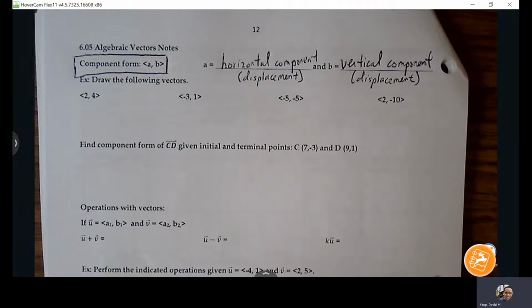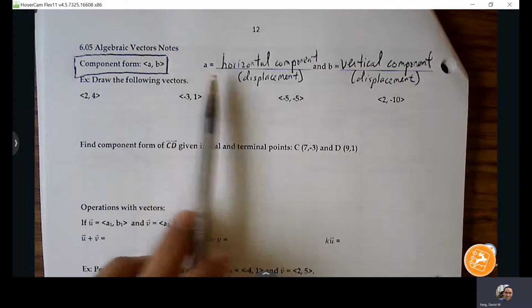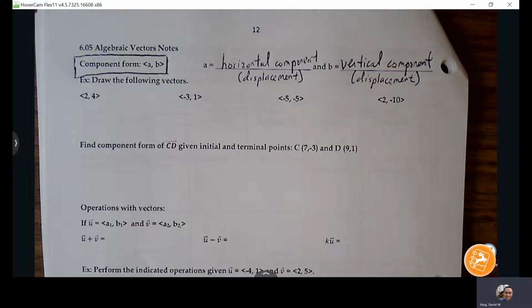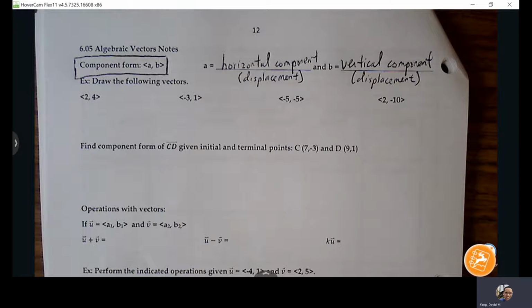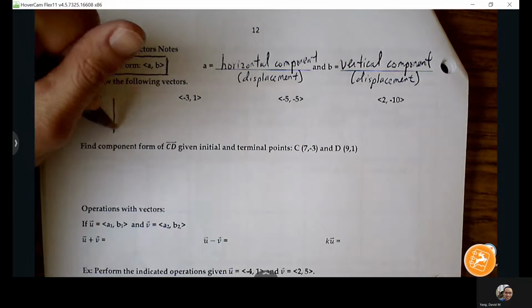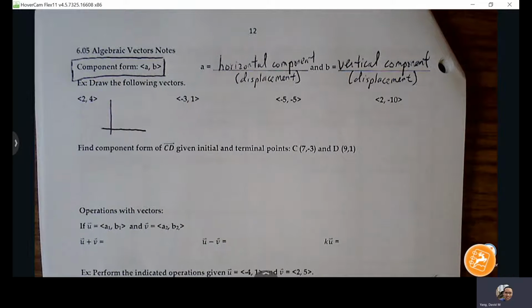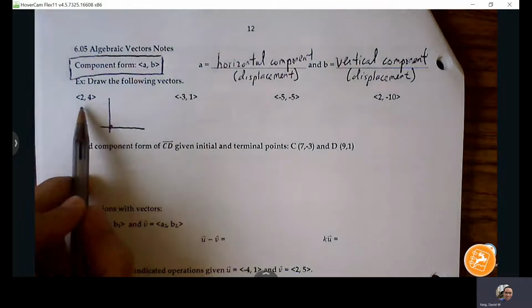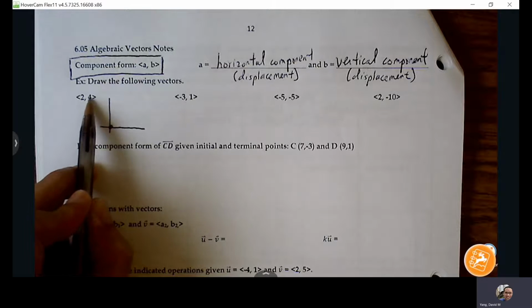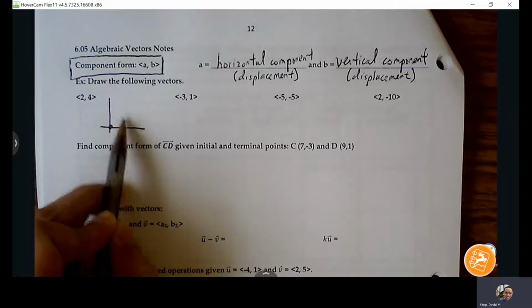Okay. So if you guys copy this down first, component form is basically the horizontal and the vertical components of a triangle, right? We talked about how anytime we create a vector, we can always force that vector into a hypotenuse for a right triangle, and then the legs of that triangle represent the horizontal and the vertical component. For example, we're going to draw the following vectors. A vector with horizontal component 2 and a vertical component of 4. We can treat every value as starting from the origin. So a vector that has a horizontal and vertical component of 2 and 4 means it's going to be going 2 units to the right and 4 units up.